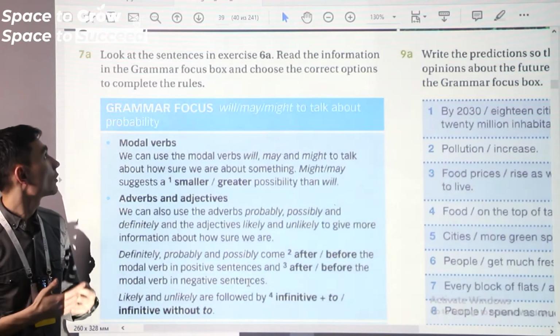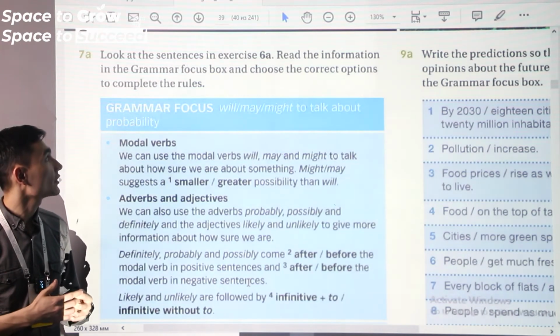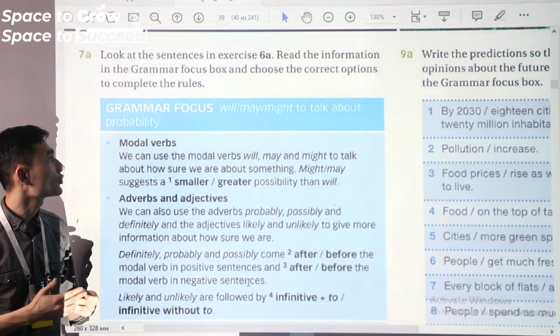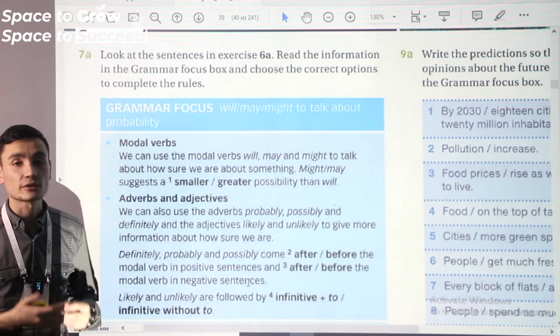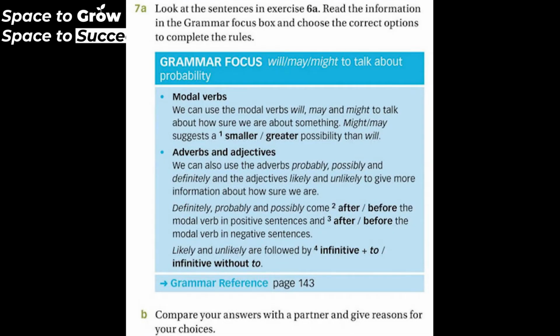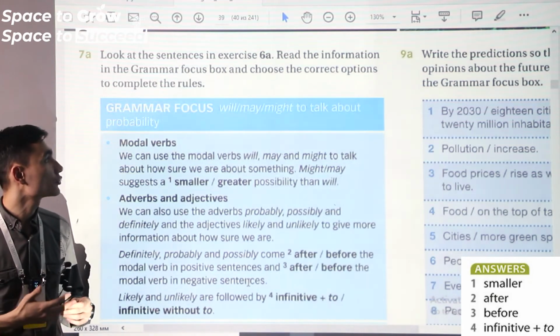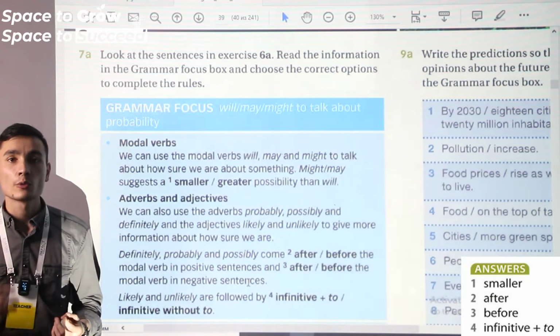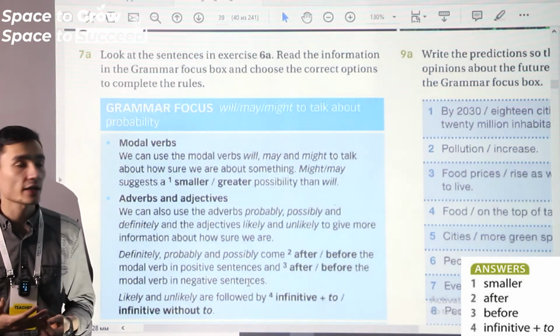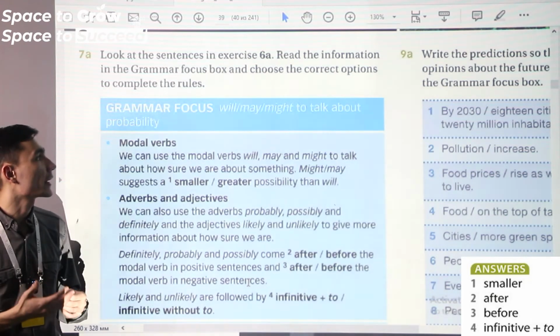Exercise 7A. Look at the sentences in exercise 6A, read the information in the grammar focus box and choose the correct options to complete the rules. Grammar focus. Will, may, might to talk about probability. Now we learn how to express probability with may, might, will.